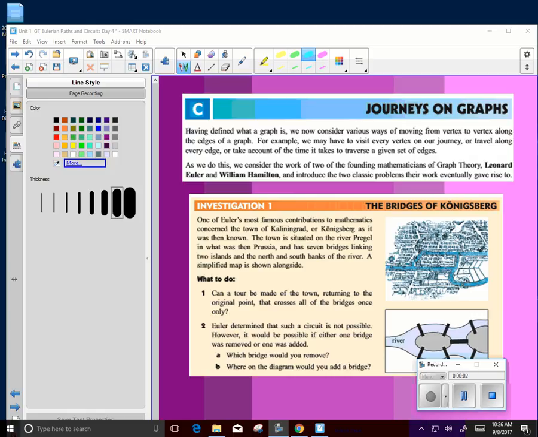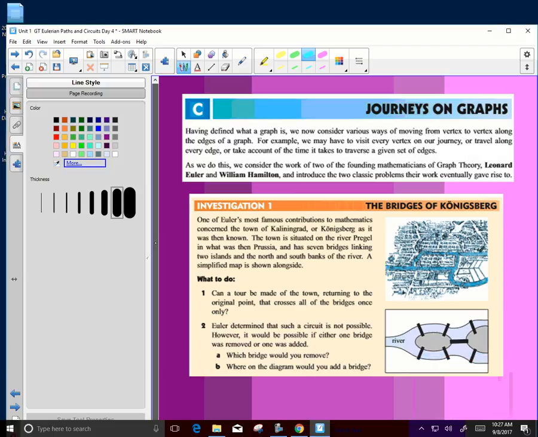There's a town in Prussia, I think it's in Russia now, and where Leonhard Euler is from, called Königsberg. And it has a river going through it, and the river separates the town into a couple of little islands. And so to get those people to access the town, they built these bridges.